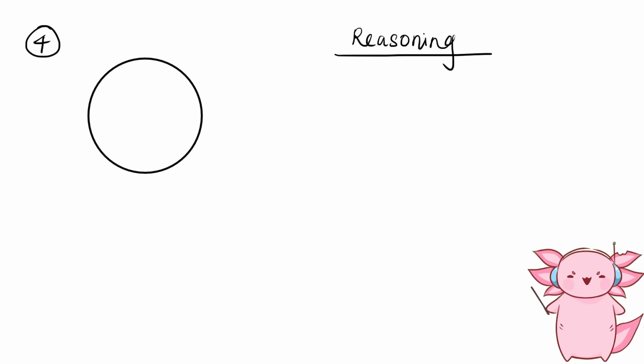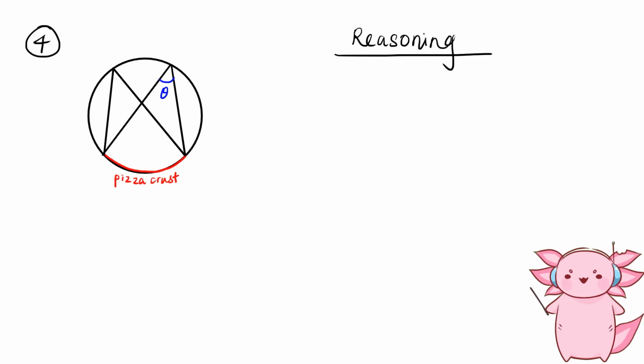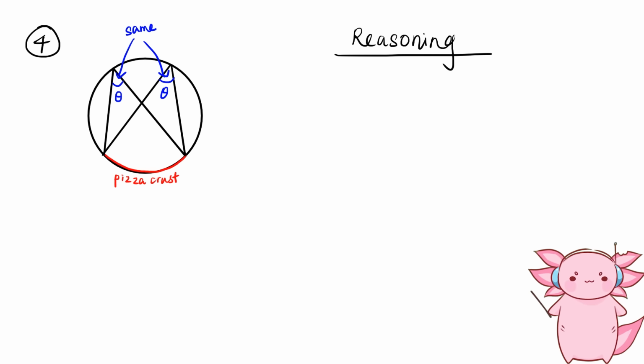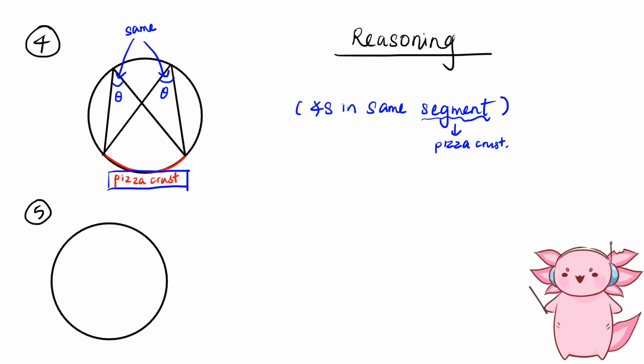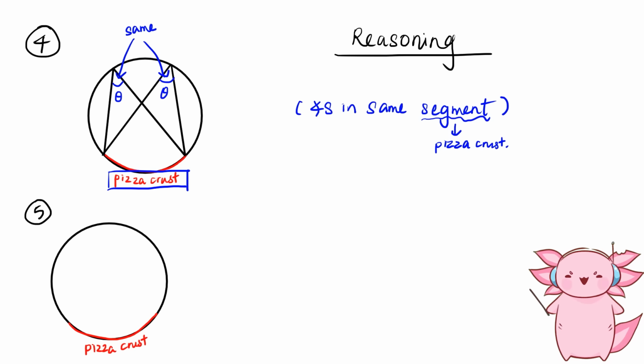Okay, this one is quite difficult to understand, so let's go back to the idea of pizza crust. So if I create a pizza crust here, and draw any two lines from the ends of the pizza crust to the circumference, we get an angle over here. And then we just repeat it. So these two angles are actually the same because they share the same pizza crust. So we call it angles in the same segment. Okay, so let's try this pizza crust thing again.